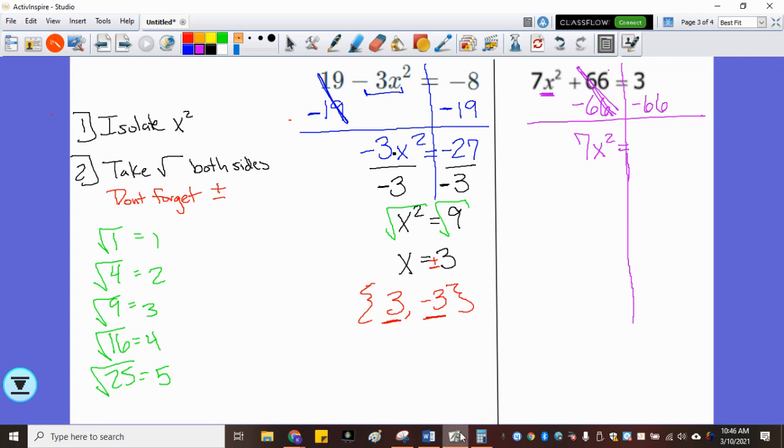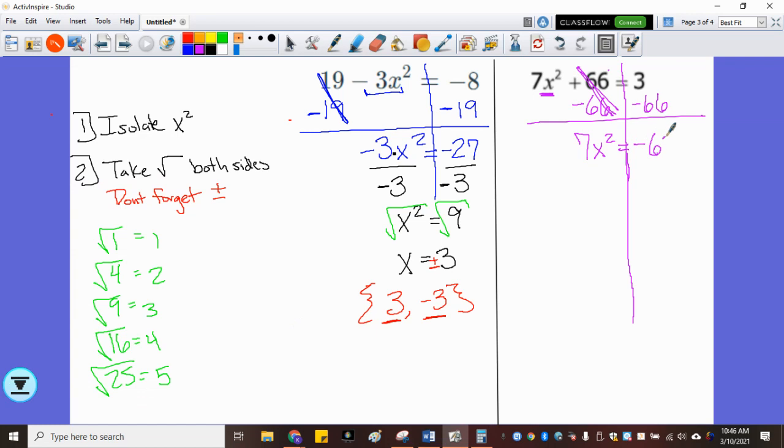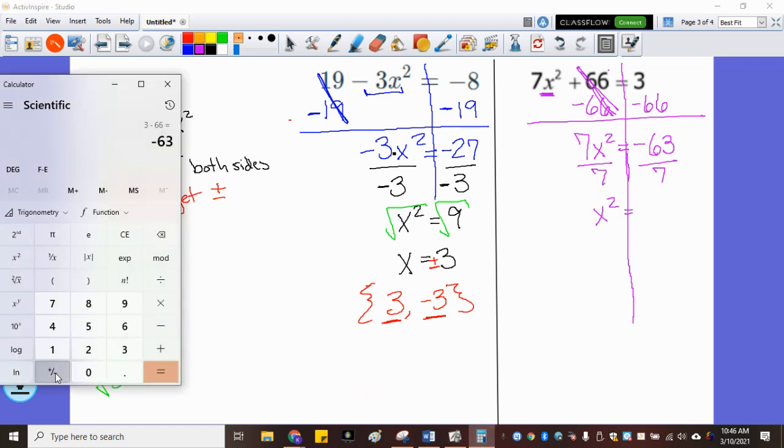And then we have 3 minus 66, negative 63. Divide by 7. Negative 63 divided by 7 is negative 9.